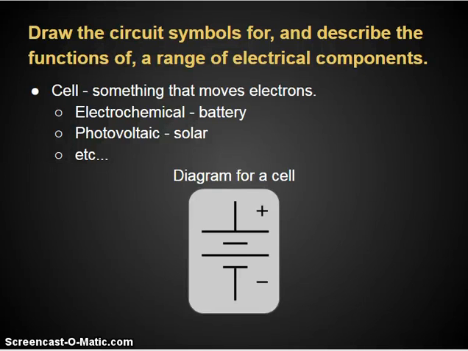The diagram for a cell is shown right here. You have long line, short line, long line, short line. Notice it's an even number of lines, which means one side is going to be long, one side is going to be short. A cell is a polarized component. In other words, there is a definite positive side and there's a definite negative side.